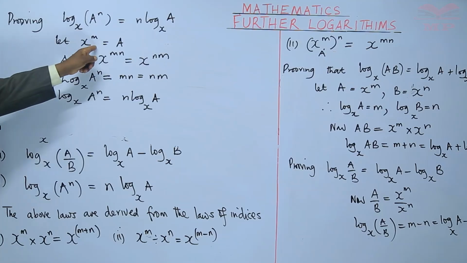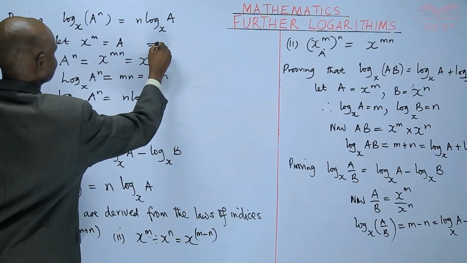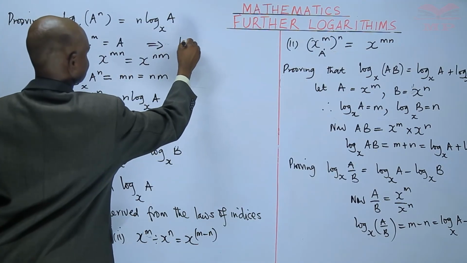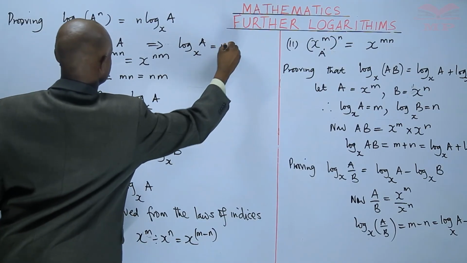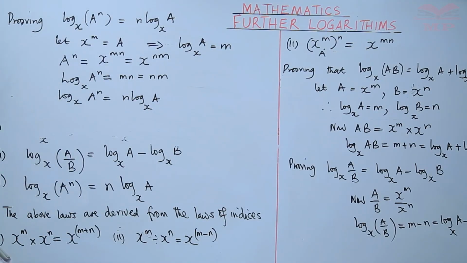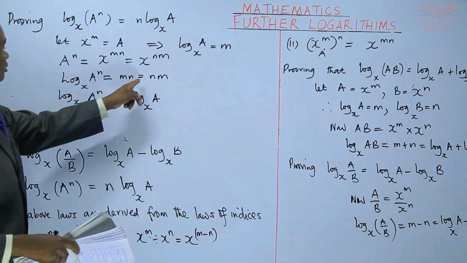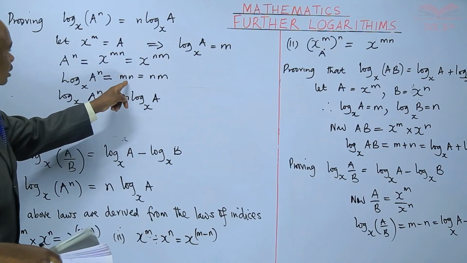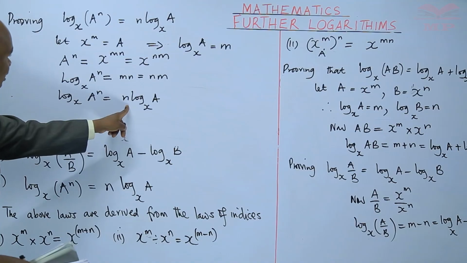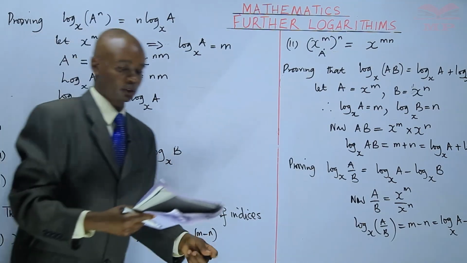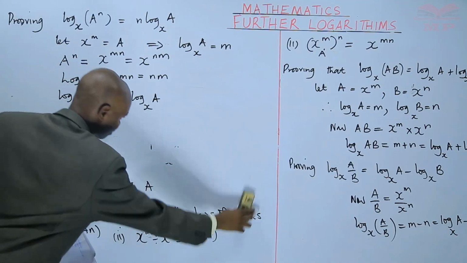So from here, there is something we skipped. You are supposed now to express this as log to the base x of a is equal to m. So that's why it comes here. Since there is a multiplication, we know this one is m, so it will be multiplied by n. That's why the n comes there. So that is how we prove the 3 laws of logarithms. So let's look at examples.